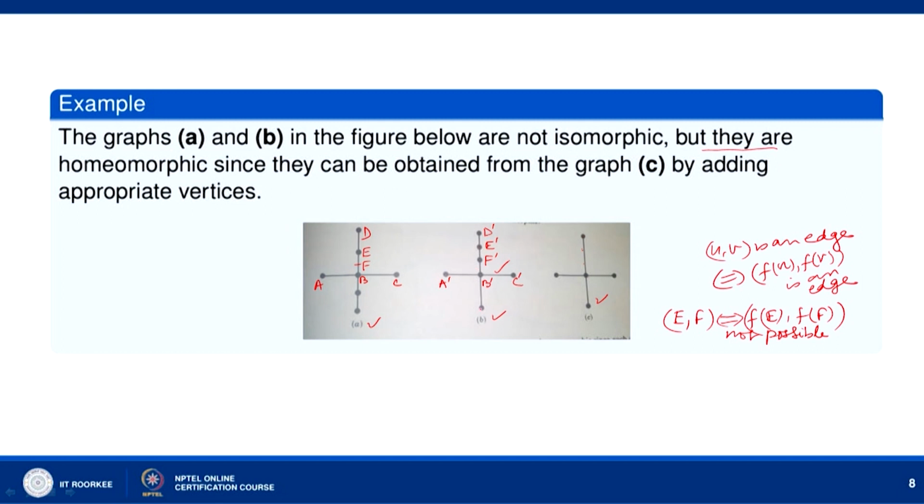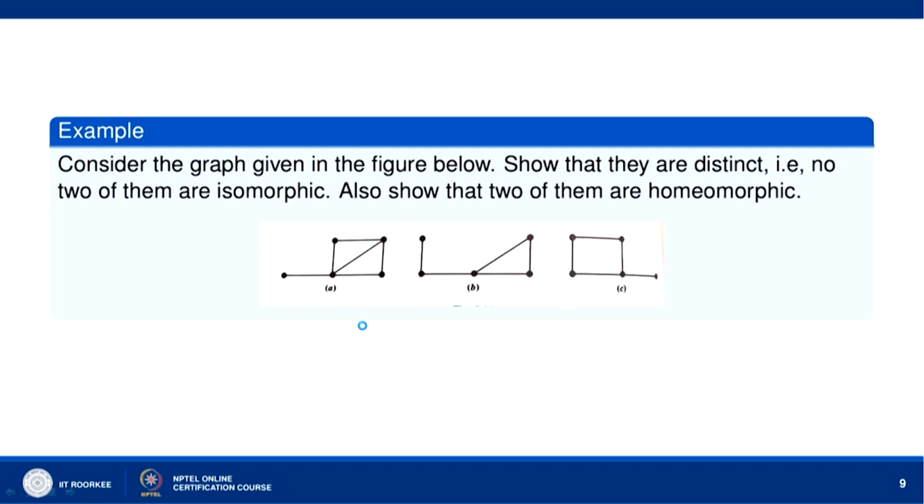So, B can be obtained from the graph C by adding some vertices, and similarly here, if you add one vertex on this edge and one vertex on this edge, then you get this graph. So, A and B are obtainable from the graph C by adding additional vertices, and therefore, we can say that the graphs A and B are homeomorphic. Now, let us consider the graphs given in the figure below, so that they are distinct, that is, no two of them are isomorphic.